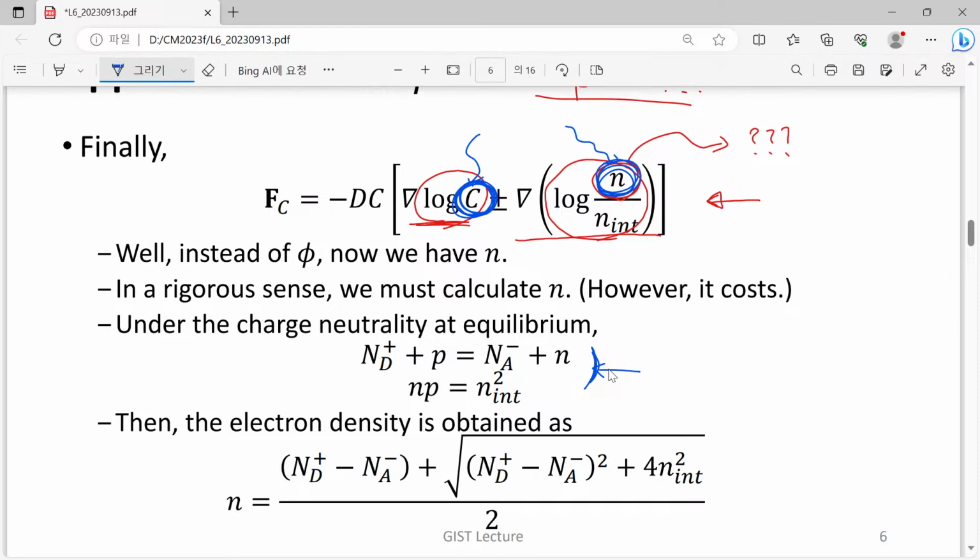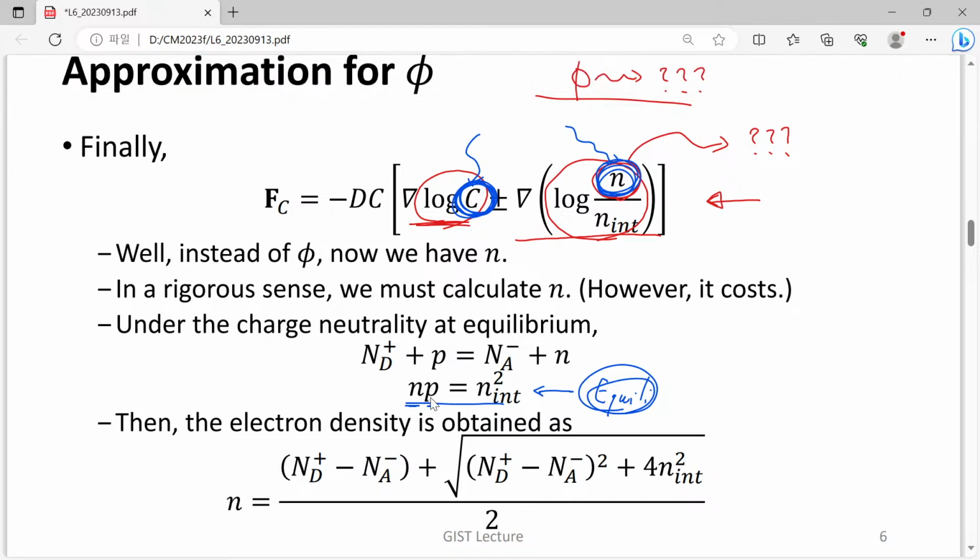But anyway, once we accept this one, then here we have a second equation: the product between the electron density and hole density is equal to the square of the intrinsic carrier density. Also, this is valid only at equilibrium of the electron-hole system, but we are already assuming this equilibrium condition for the electron-hole system, so we can combine them. Then what will happen? Let me do it.